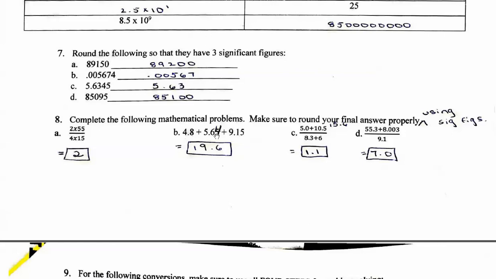For this one, I'm doing simple adding, so I need to use my fewest number of decimal places. This is 1 decimal place, this says 2, this says 2, so my final answer needs 1.